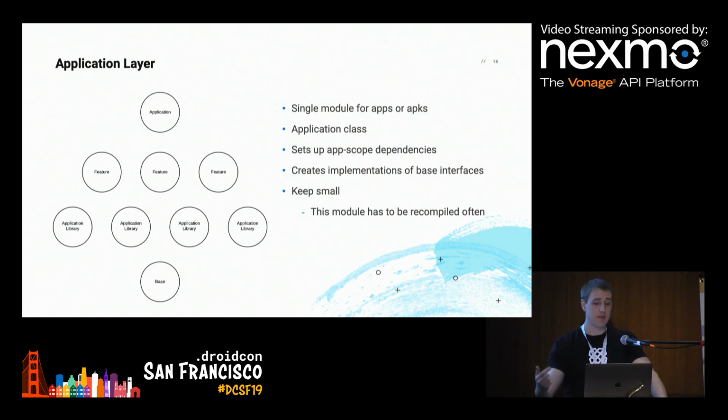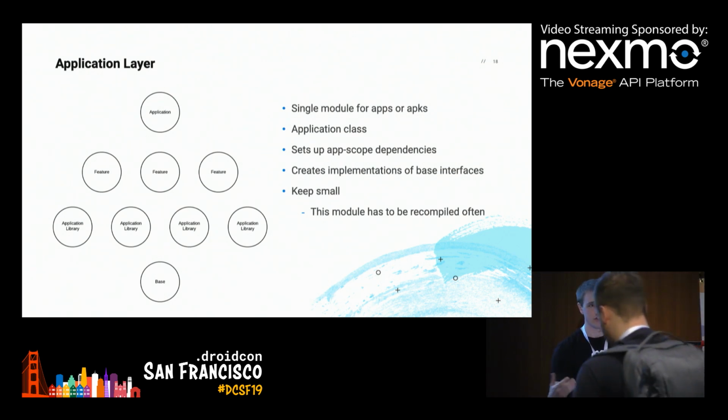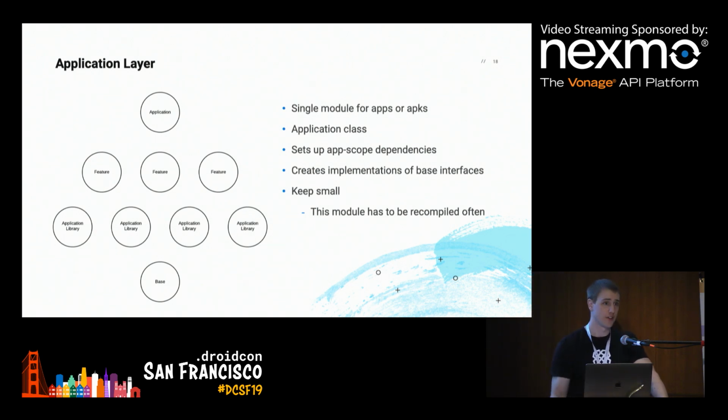At the very top, we've got the application layer. This is a single module for your app, or for us, we're developing an AAR, so for your APK file or your AAR file. It has your application class or an application scoped object, as we have. It sets up your application scope dependencies. If you're using Dagger, this is where all your singleton classes will be. And it creates implementations of the base interfaces.